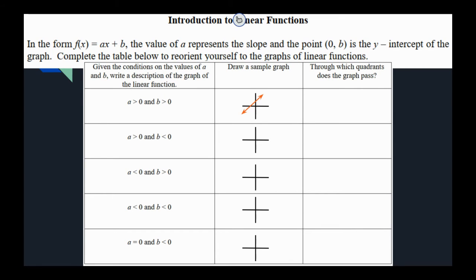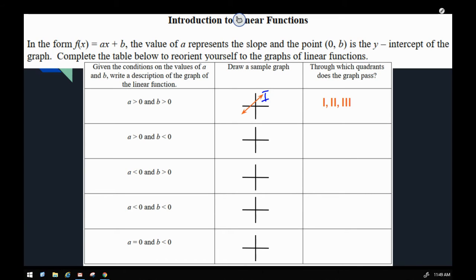If the slope is positive and the y-intercept is positive, it's going to go up from left to right and cross the y-axis above the x-axis. So which quadrants are we in? You remember which quadrant is which? 1, 2, and 3. Quadrant 1, 2, 3, and 4.